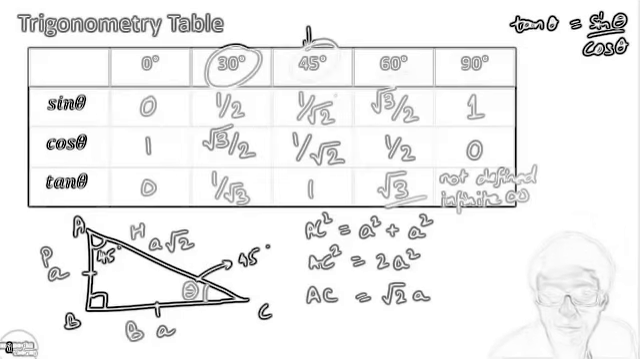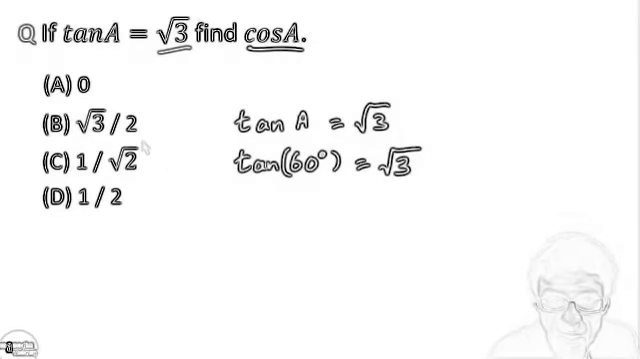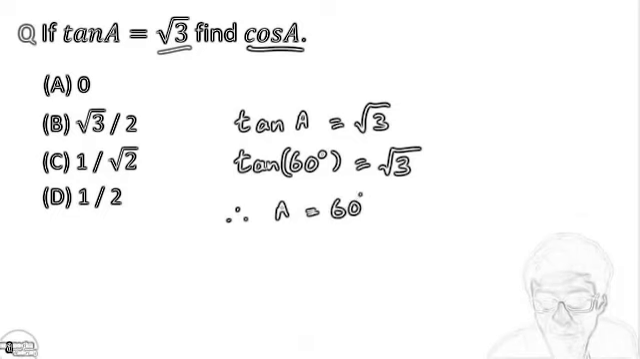As you saw from the table here, can you see? Tan of 60 is root 3. Therefore, we can conclude that A is 60 degrees. It's a standard value, right? A simple value here. So A we know is 60.